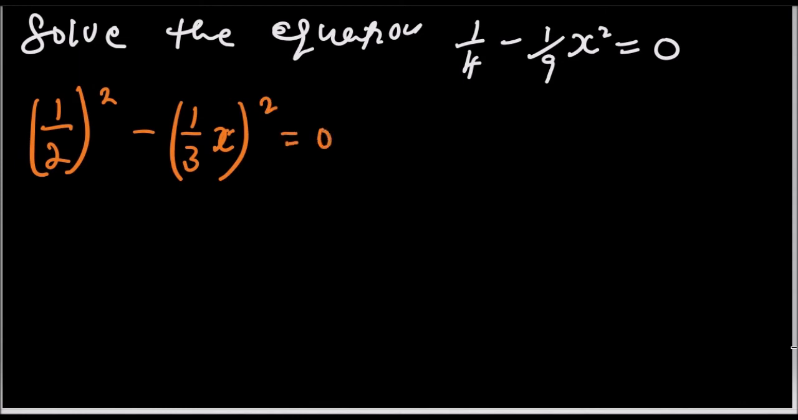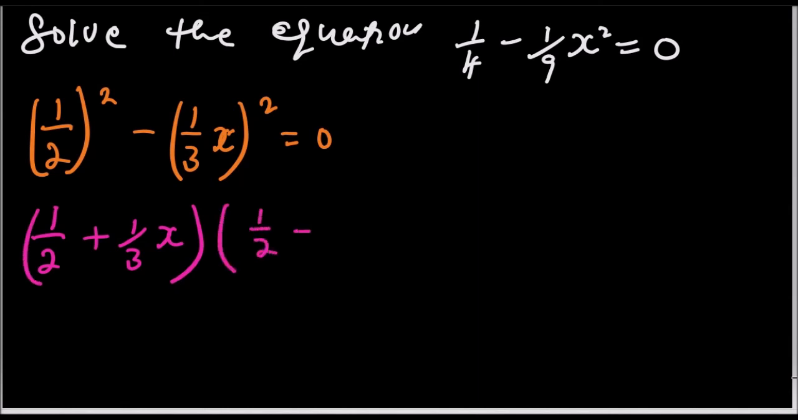Why am I writing that? So that I'll be able to utilize the difference of two squares. So we say that this is a square, this is a square. A difference of two squares can be written like this: 1 over 2 plus 1 over 3x, and the other one is 1 over 2 minus 1 over 3x. So this is equal to 0. So we now have our factors.